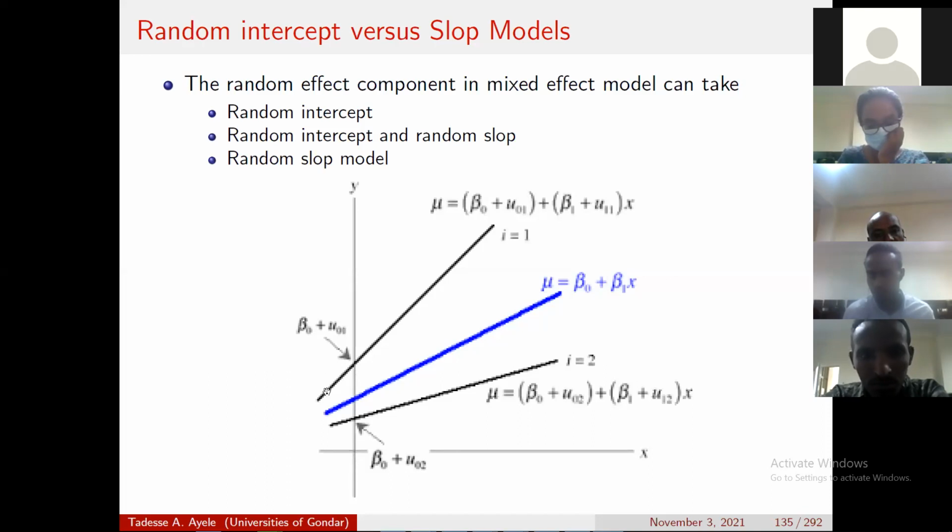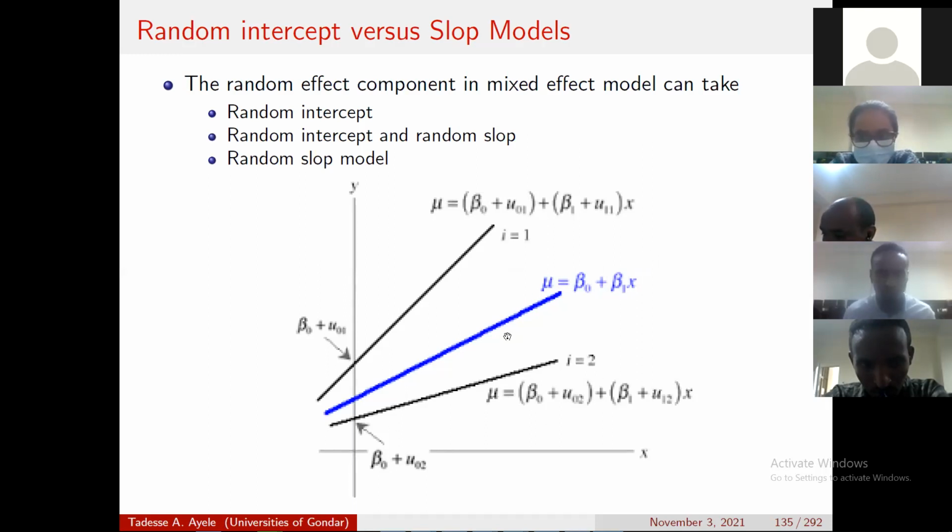So the middle one, the blue one, is the average line, the average regression line. This average regression line has an equation of mu equals beta naught plus beta 1 x, where beta naught is the fixed intercept and beta 1 is the fixed slope. So when you add random intercept and random slope, the models will be either this one or this one.